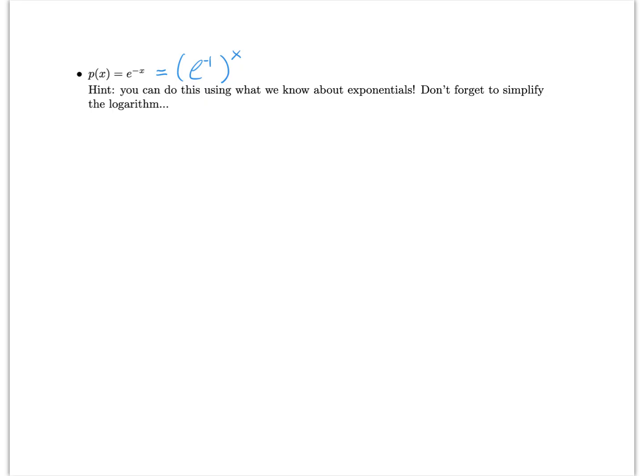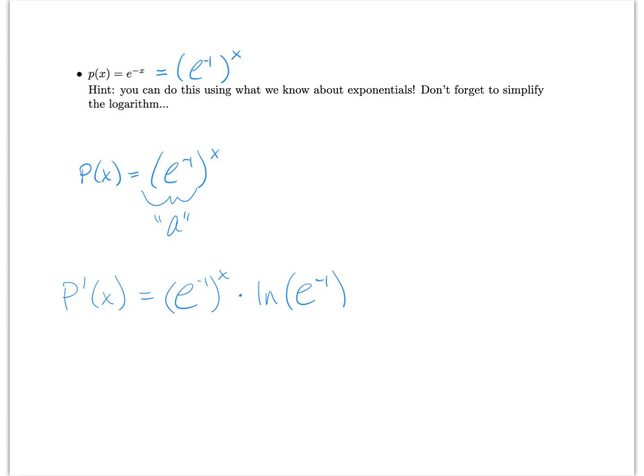Okay, so now I'm just going to rewrite this. I've got p of x is e to the negative 1 to the x, oops, I wrote that wrong. Should be e to the negative 1. That is playing the role of a. Okay, so now I can apply my exponential derivative rule. So it's going to be a to the x times the ln of a. So a is going to be e to the negative 1 to the x times the ln of a, which is e to the negative 1.